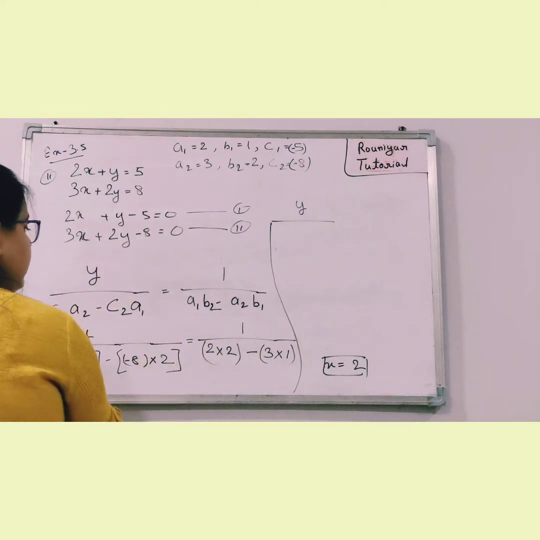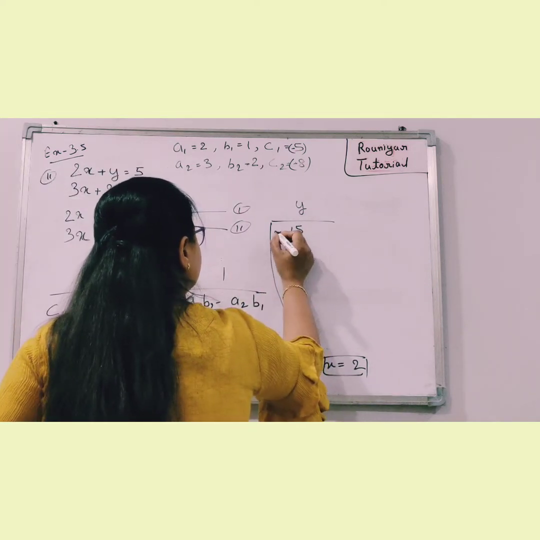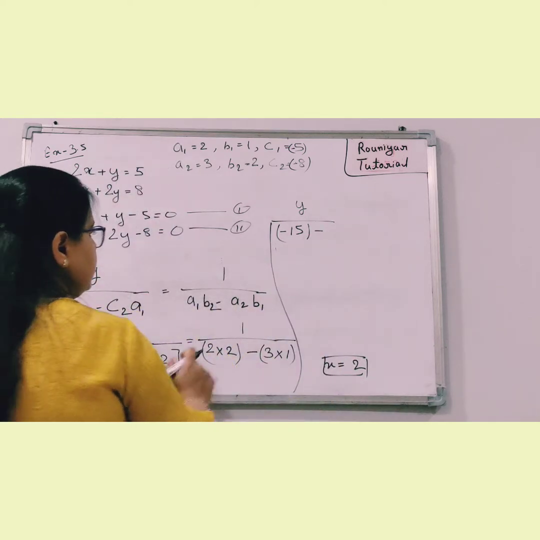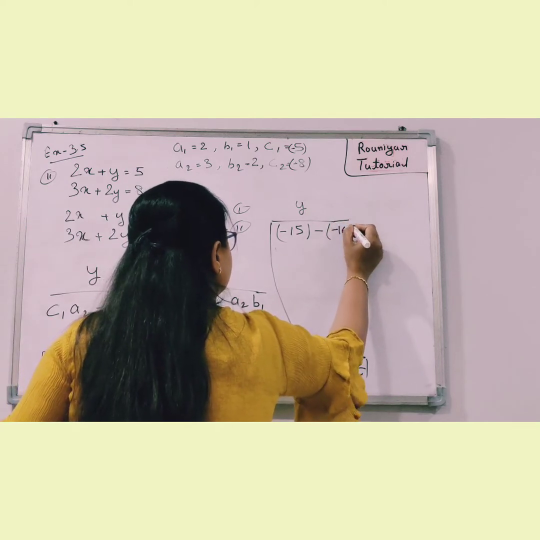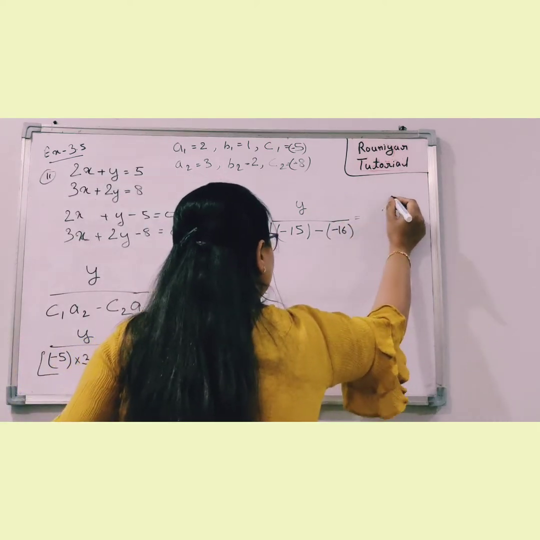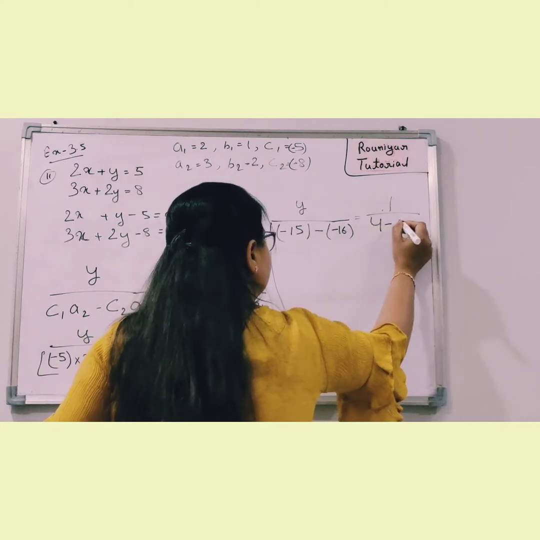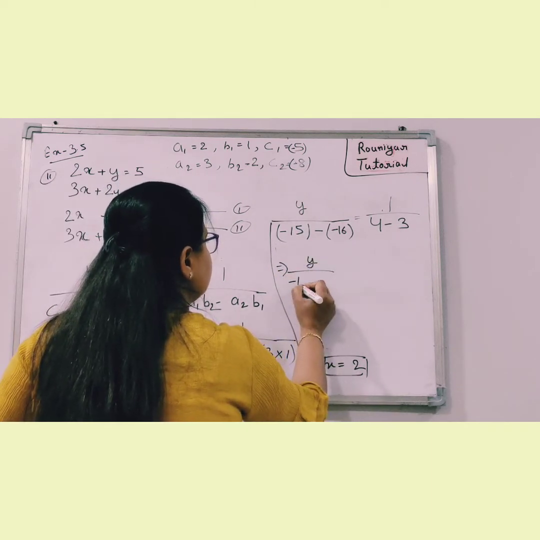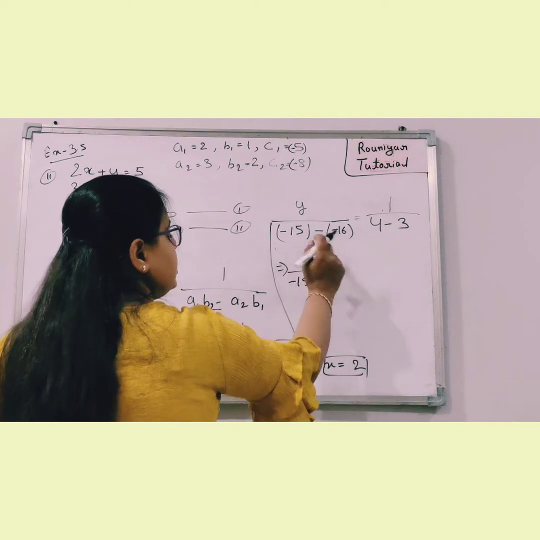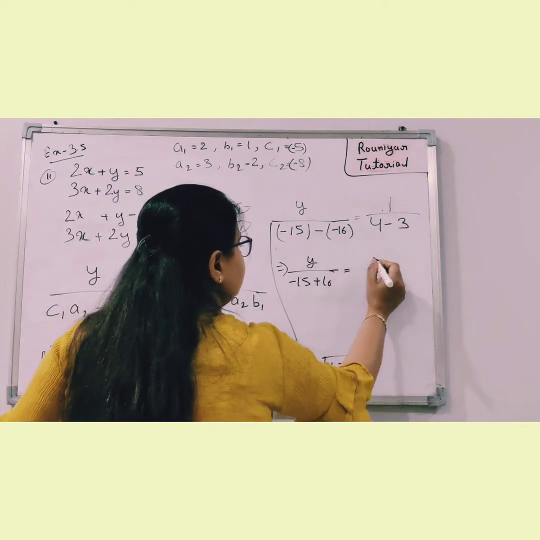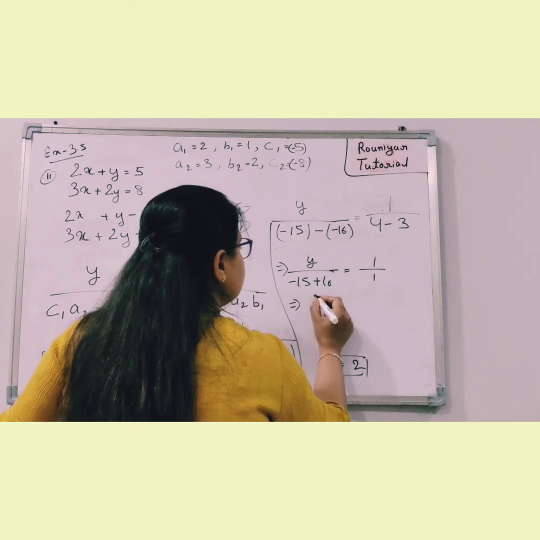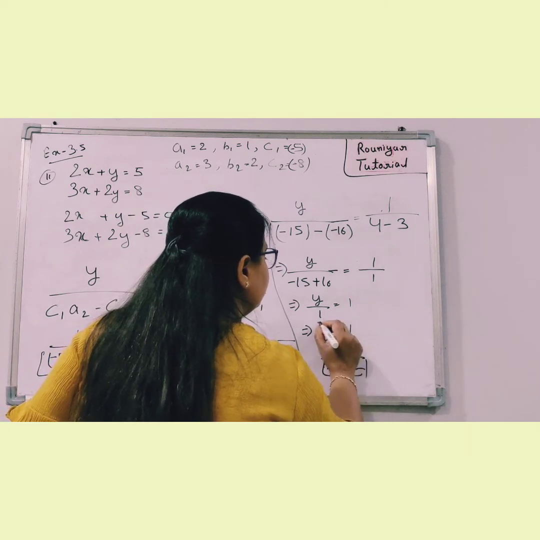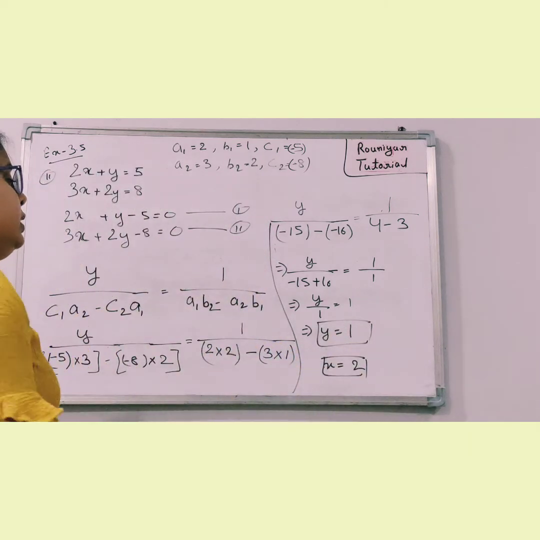y by minus 5 into 3 is equal to minus 15, minus 8 into 2 is equal to minus 16, is equal to 1 by 2 2s are 4 minus 3 into 1 is equal to 3. Okay, this implies y by minus 15 plus 16 is equal to 1 by 1. This implies y by 1 is equal to 1. This implies y is equal to 1. So the value of y is 1.